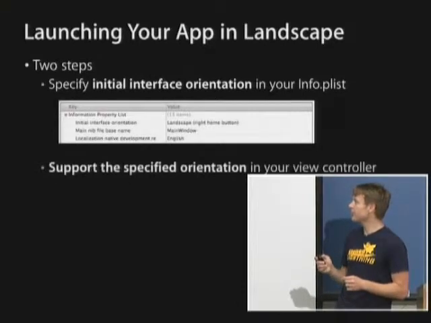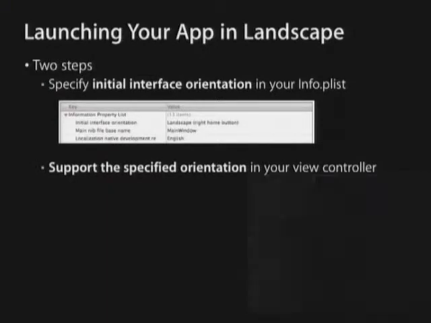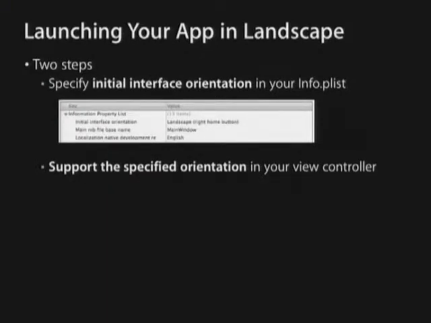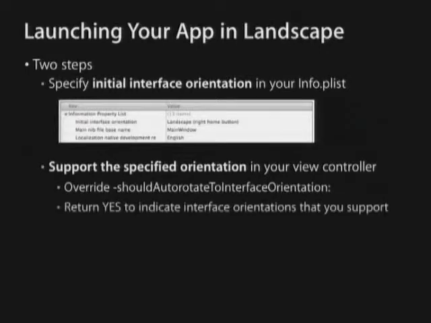The second step is to support the specified interface orientation in your view controller. Does anyone remember how to do that? What's the method you override? You return yes. It's shouldAutorotateToInterfaceOrientation. Yeah, it's kind of a mouthful. And you return yes for the orientations that you support. So assuming your root view controller, or whichever one is displaying on launch, supports the initial interface orientation, then your app should, if all goes well, just launch in that orientation.